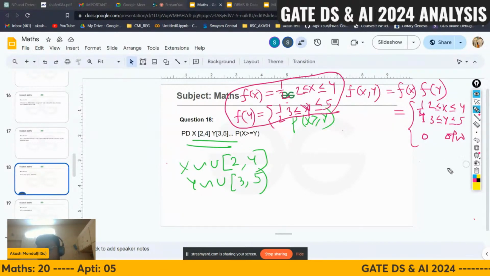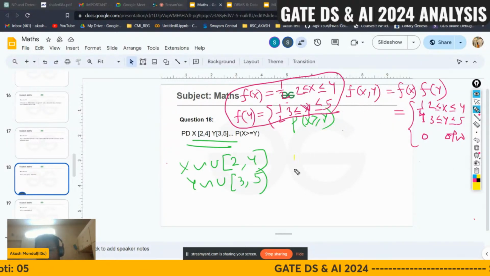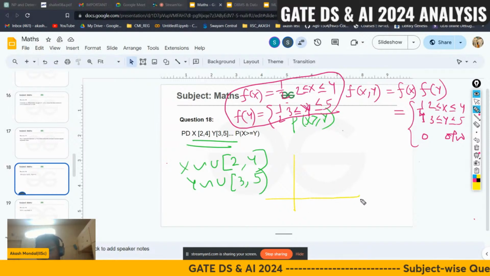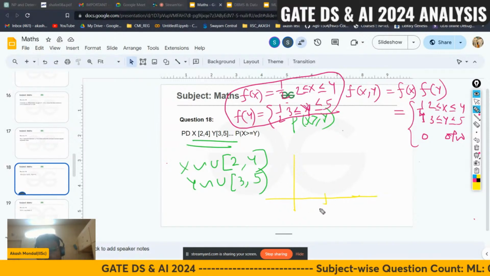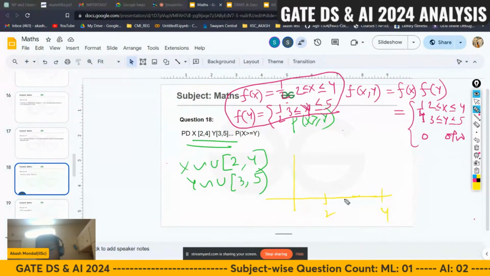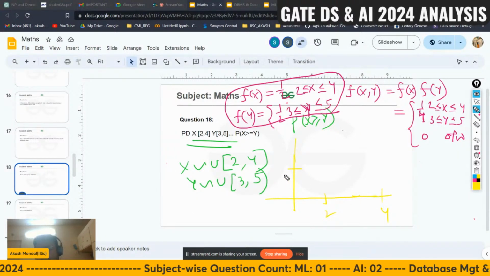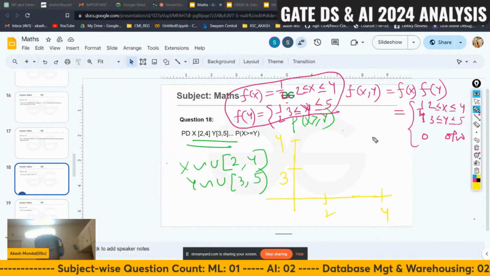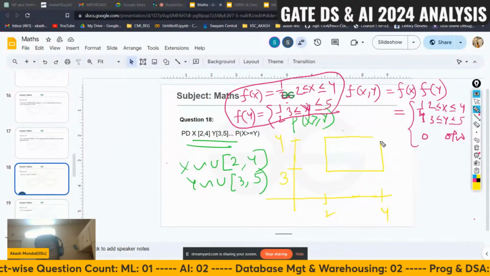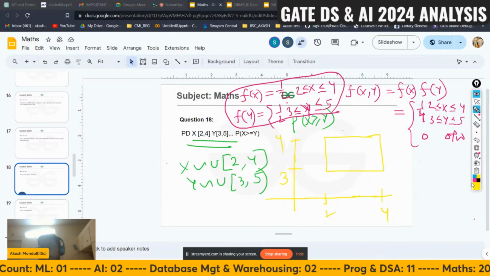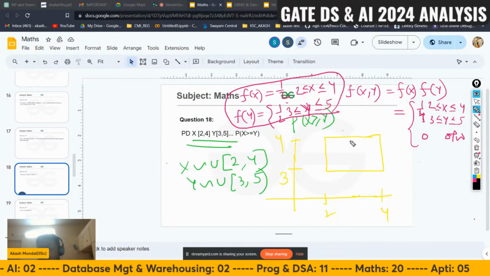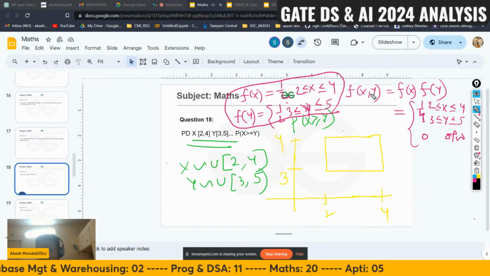Now they are asking you to compute x is greater than or equal to y. So let's plot it, right? So x is from 2 to 4. So let's say this is 2, this is 4. And y is from 3 to 5. Let's say this is 3, this is 5, right? So this is the square. Okay. So over this region, the density function is non-zero, and in other regions it is 0.